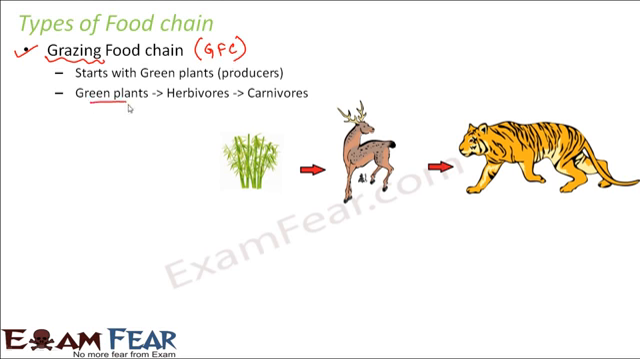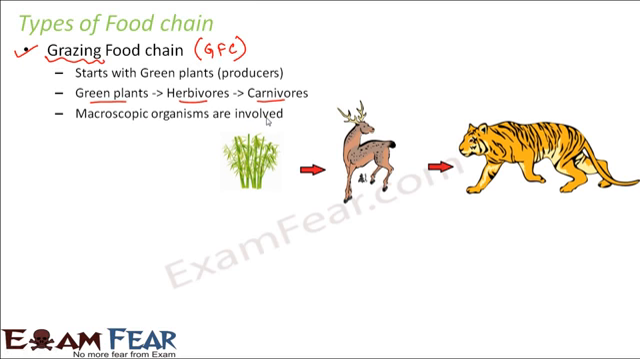It has the green plants at the first level, which is followed by the herbivores, which in turn is followed by the carnivores. Now it is not necessary that there will be only 3 animals involved in a grazing food chain. There can be more. There can be a primary carnivore, a secondary carnivore, a tertiary carnivore, and so on. So carnivores can be of multiple levels. But this is how the grazing food chain will look. The grazing food chain will always start with the plants and it will end with the carnivores.